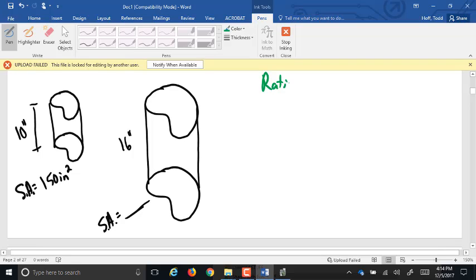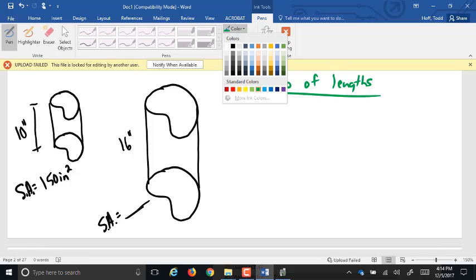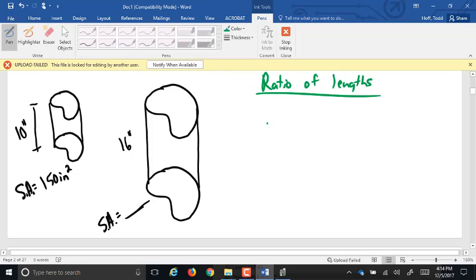So I start out with my ratio of lengths. What's that ratio going to be? Did you give you a little time to finish the drawings? So what do we come up with for a ratio of lengths? 10 to 16, which reduces to 5 to 8. Very good.